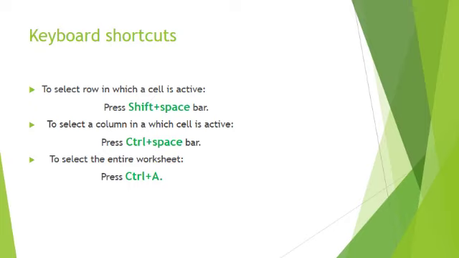Keyboard shortcuts. If you have to select a row in which a cell is active, then press Shift plus spacebar. To select a column in which a cell is active, press Ctrl plus spacebar. And if you want to select the entire worksheet, then press Ctrl plus A.